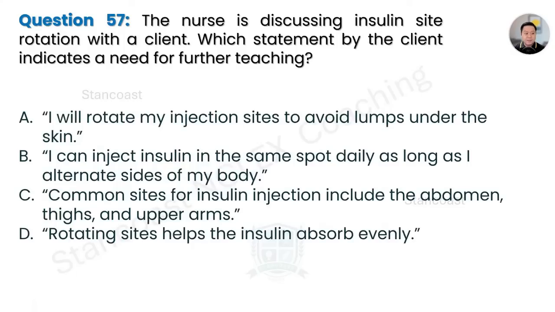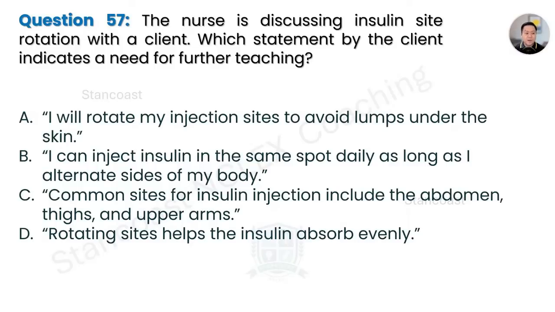57. The nurse is discussing insulin site rotation with a client. Which statement by the client indicates a need for further teaching? A, I will rotate my injection sites to avoid lumps under the skin. B, I can inject insulin in the same spot daily as long as I alternate sides of my body. And C, common sites for insulin injection include the abdomen, thighs, and upper arms. And D, rotating sites helps the insulin absorb evenly.